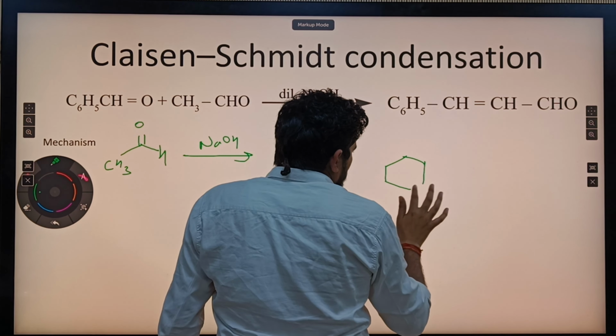We have a Cannizzaro reaction. This is a Cannizzaro reaction. In the Cannizzaro reaction, we have two formaldehyde molecules in presence of base. It converts into an alcohol and a carboxylic acid salt. So let's see what is the mechanism behind this reaction.